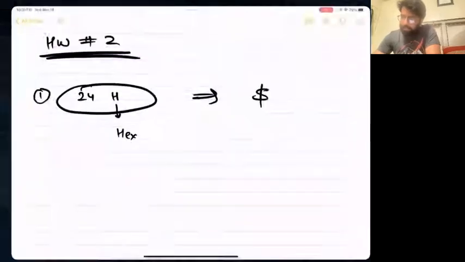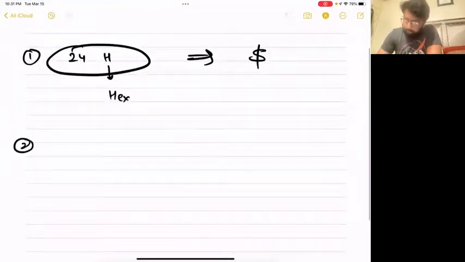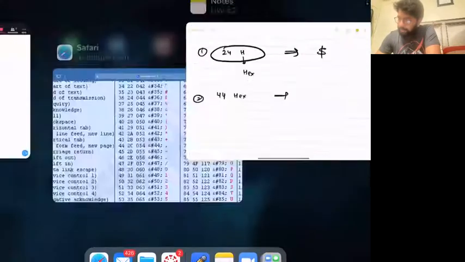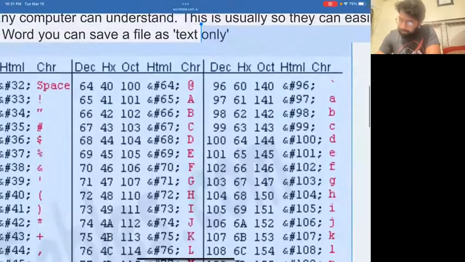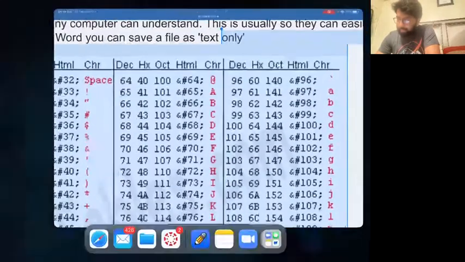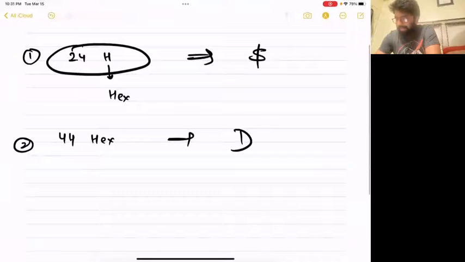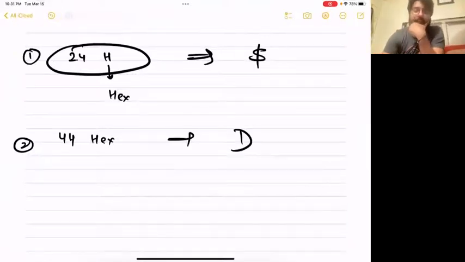The next one is 44 hex. Again, we'll just look up the table. 44 in hex is capital letter D. Be careful about the capitalization because it does matter in this case, because a capital D and a smaller d are two different things to a computer.